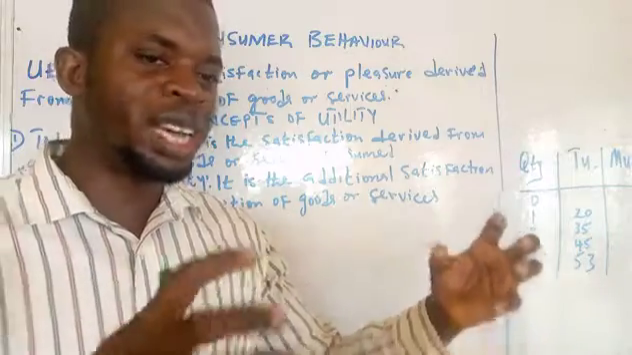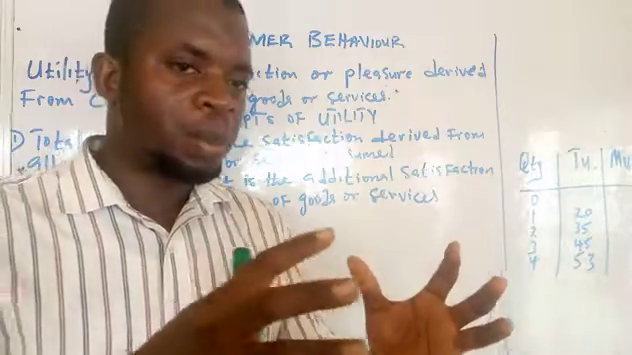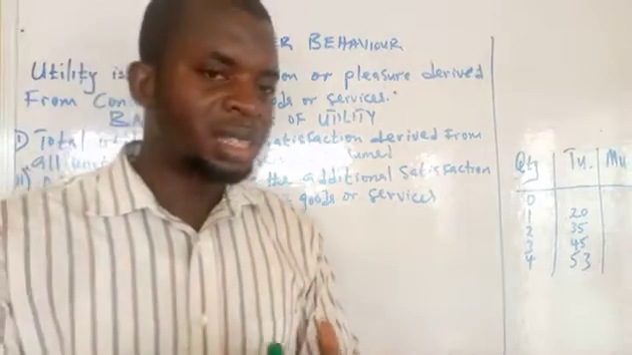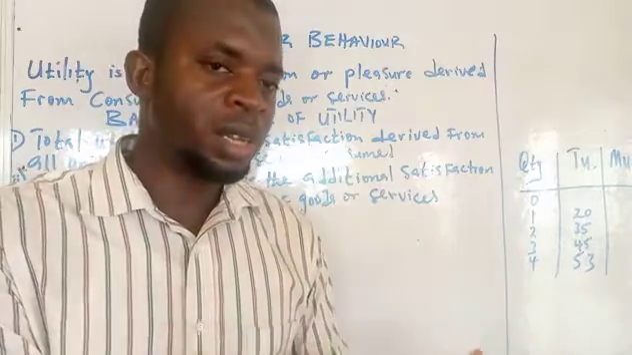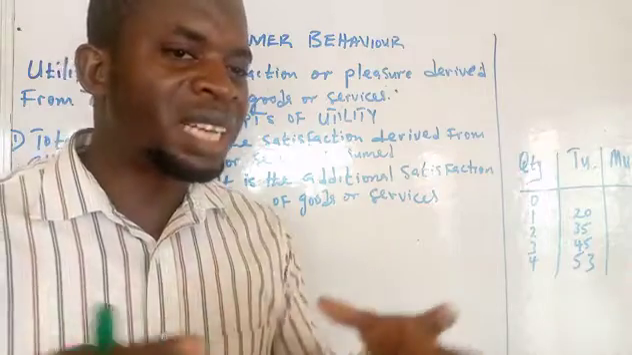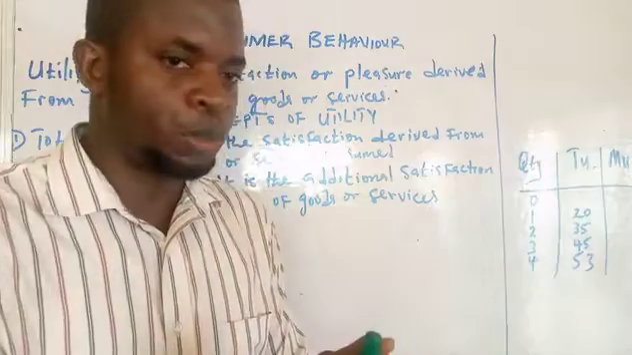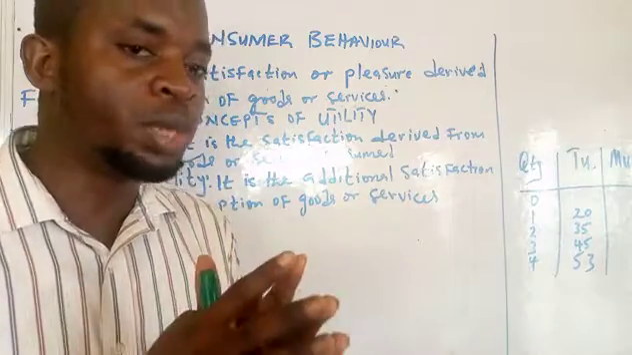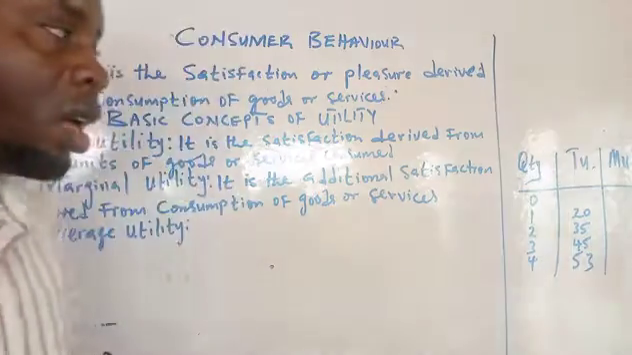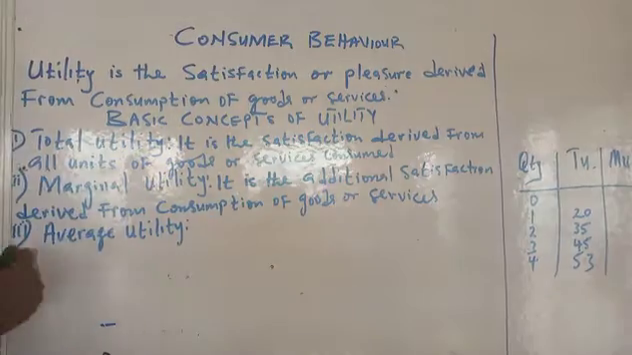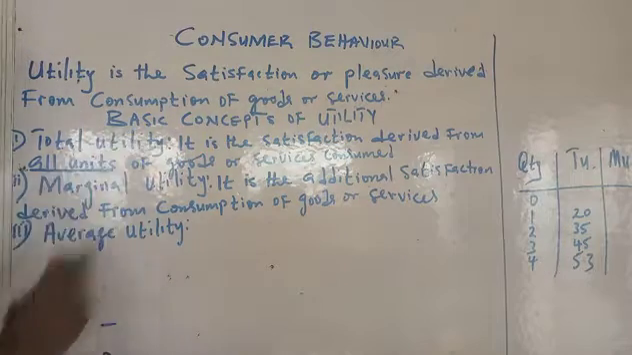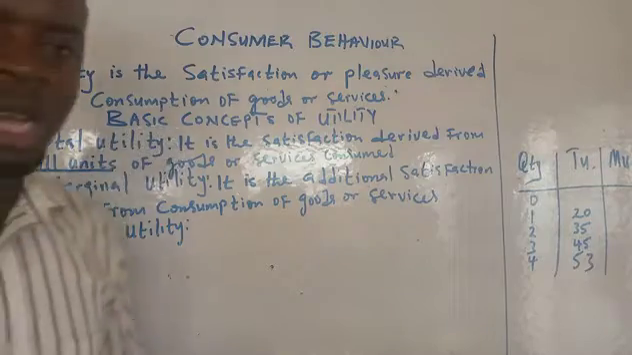So the satisfaction you get from the first loaf of bread plus the satisfaction you get from the second loaf of bread you eat, then the satisfaction you get from the third plus the one you get from the fourth and the fifth, when you add them together, gives you total satisfaction for that consumption of food. So the total satisfaction you get when you consume a particular unit of commodity is what we call total utility. So take note of this. All units you take, the satisfaction when you sum it together will give you total utility. Then we now have marginal utility.